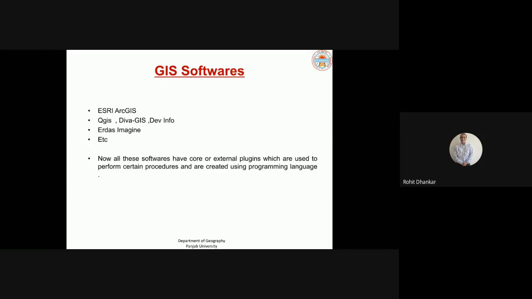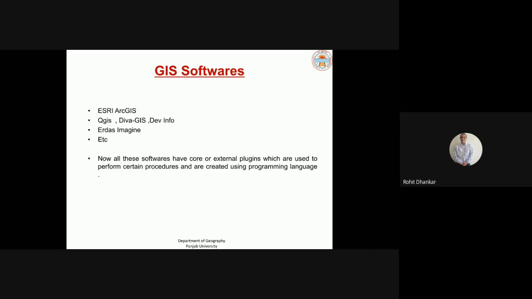Now moving forward, QGIS, DIVA-GIS, and DavInfo are all open source software. QGIS is one of the good software which you can get easily and can work with in every way, from Python scripting to every toolbox, and there are also core and external plugins available for QGIS and Esri ArcGIS too. These plugins help us to create various good graphic databases that help us in various ways. Now moving forward to ERDAS Imagine. ERDAS Imagine is mostly used for processing the data that we have acquired through remote sensing.